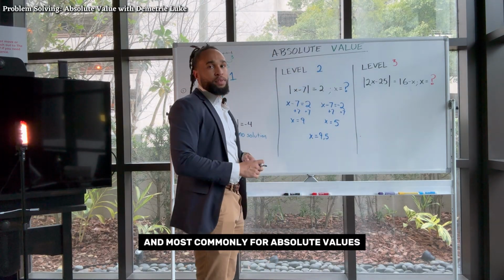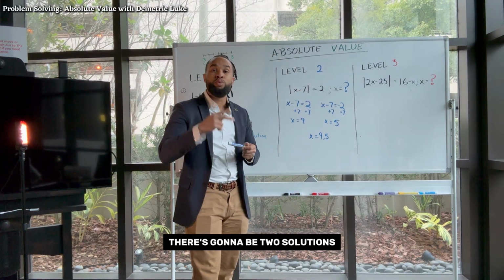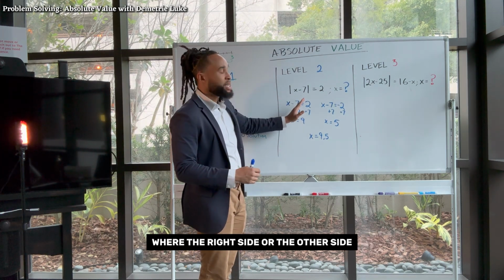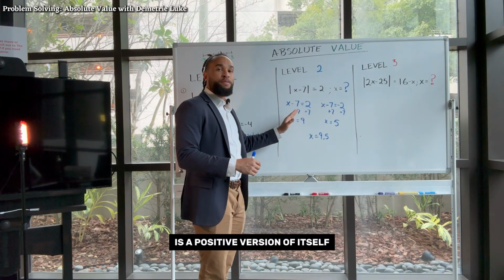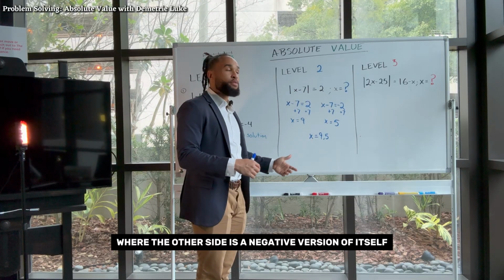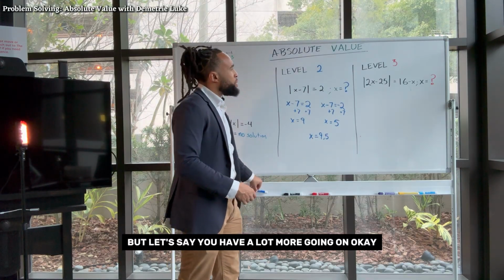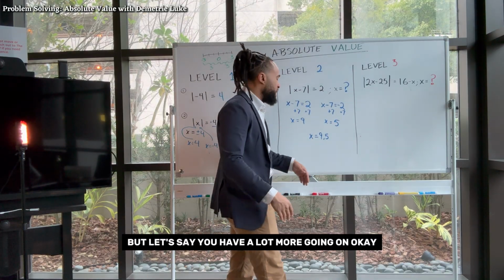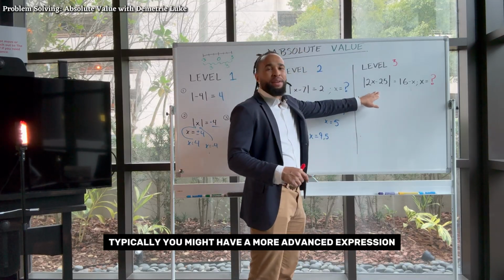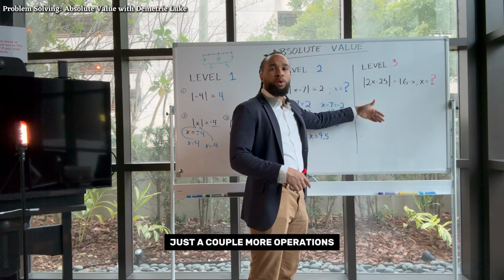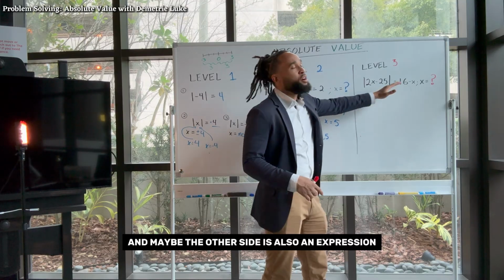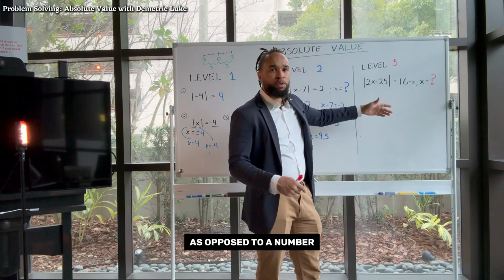And most commonly for absolute values, there's going to be two solutions because you're going to have your solution where the right side or the other side is a positive version of itself and a solution where the other side is a negative version of itself. But let's say you have a lot more going on, okay? This would be level 3. Typically, you might have a more advanced expression, just a couple more operations that you would have within your absolute value brackets. And maybe the other side is also an expression as opposed to a number.